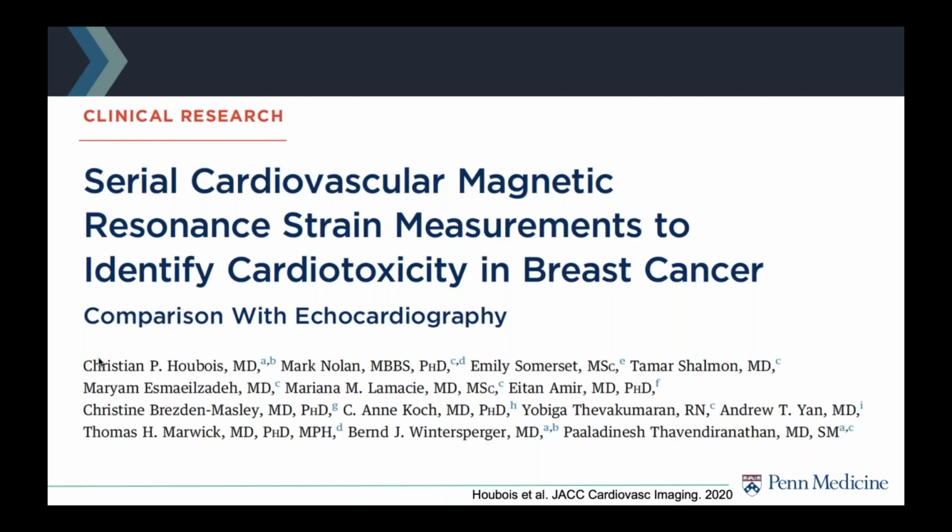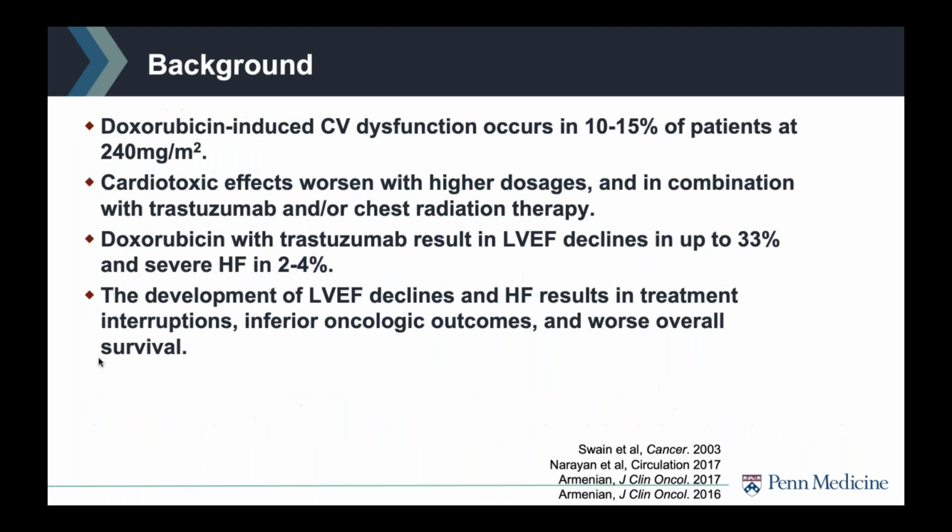Today, we'll be presenting for Journal Club an article published in JACC Cardiovascular Imaging titled Serial CMR Strain Measurements to Identify Cardiotoxicity in Breast Cancer Patients, and how this compares to echo. So to start with, I'm just going to give a little bit of background.